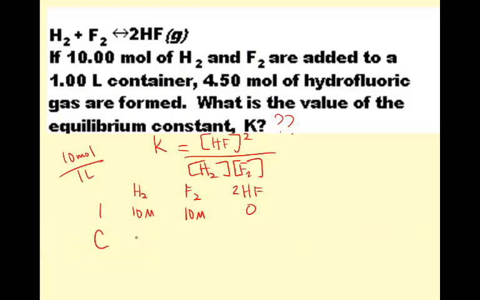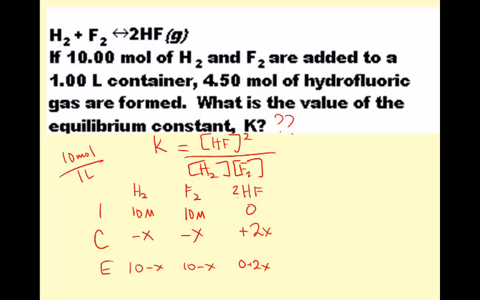How's it going to shift? Well, the H2 is going to change by X amount. The F2 is going to change by X amount. But the HF is going to change by 2X amount. So initially we have this. It's going to change. And then we'll get to equilibrium. So at equilibrium, we'll have the 10 molar we started with minus the X amount. We'll have the 10 molar of fluorine gas we started with, minus X. And then 0 plus 2X is how much HF we'll have.